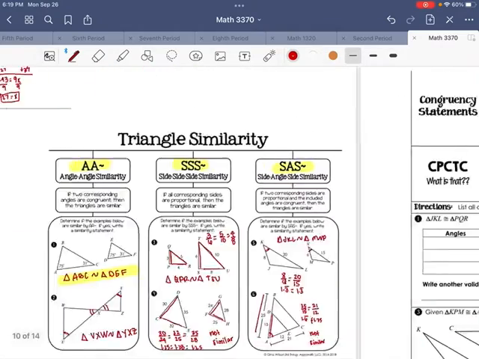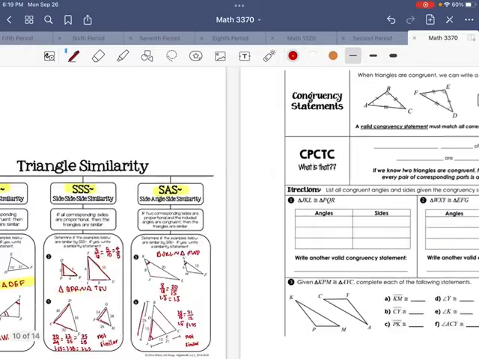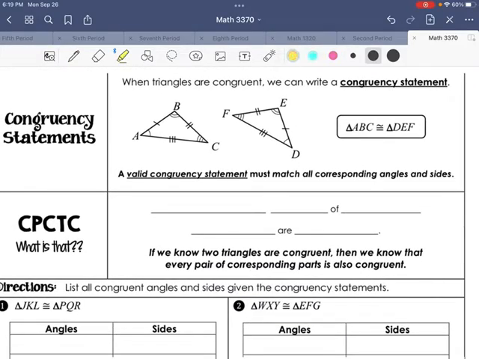And I think that's it for similar triangles. Yes, so we're going to move on to congruent triangles. Before we get into how to prove a triangle is congruent, let's talk about what a congruency statement is. This is a congruency statement. The order of the letters matters.